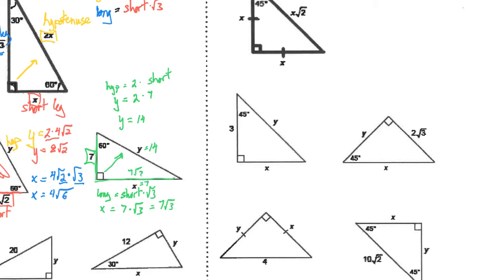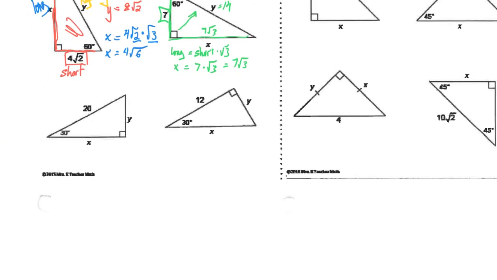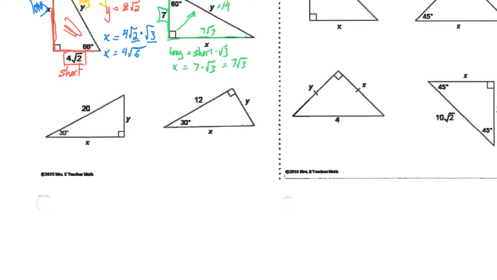Let's put it up here, 7 radical 3. Okay, so some of them are really, really easy. Let's check out the one with the 20 on it. So you first have to figure out which pieces you're dealing with. So this is the hypotenuse because it's across from the right angle. And this is the short leg, and x is the long leg.